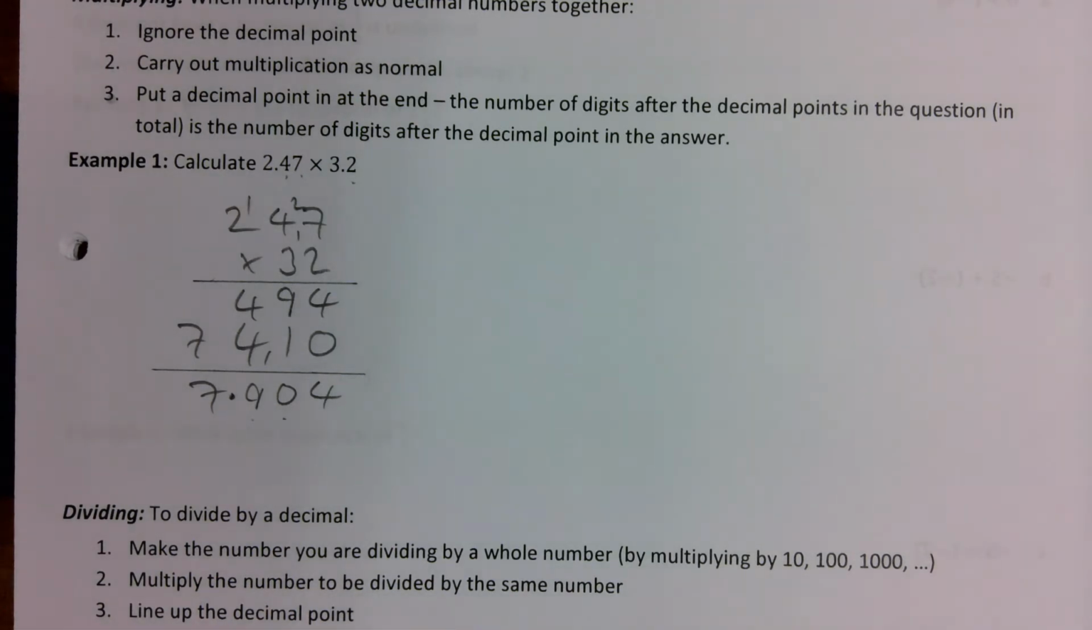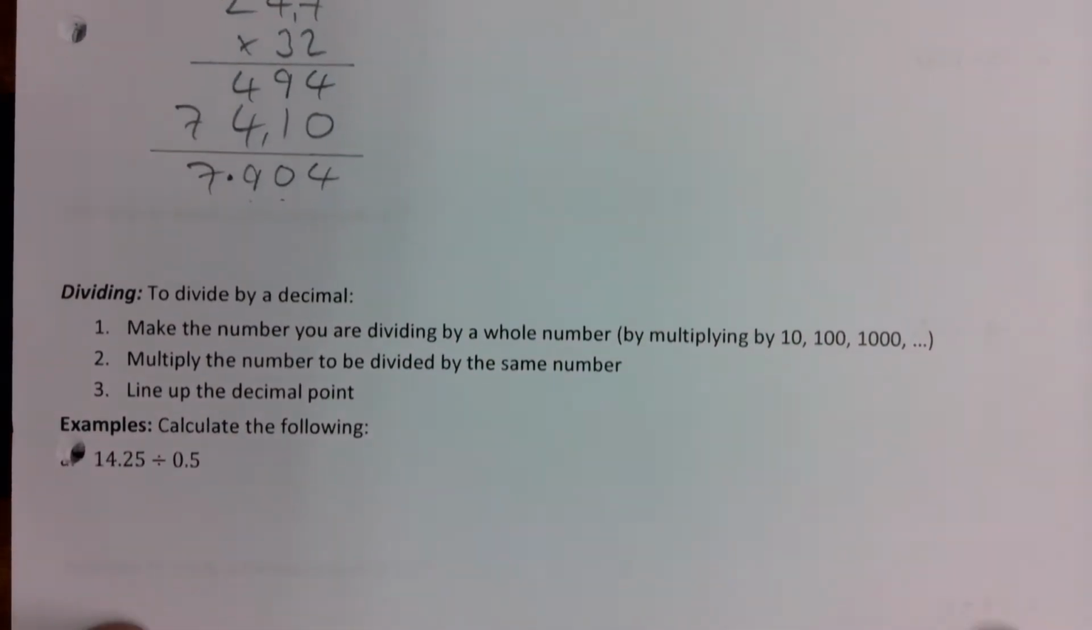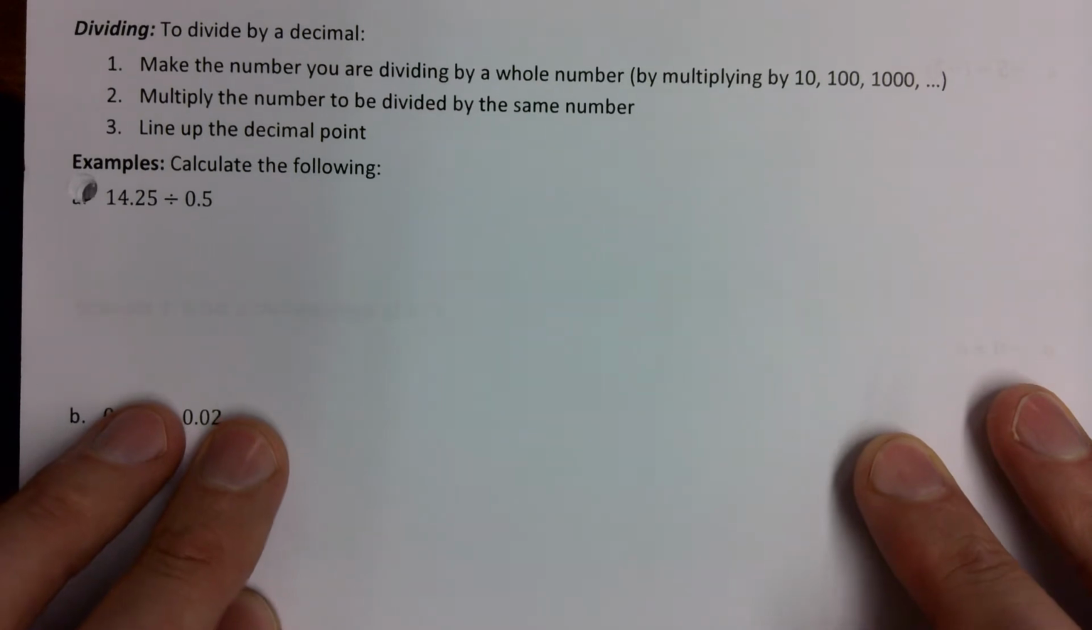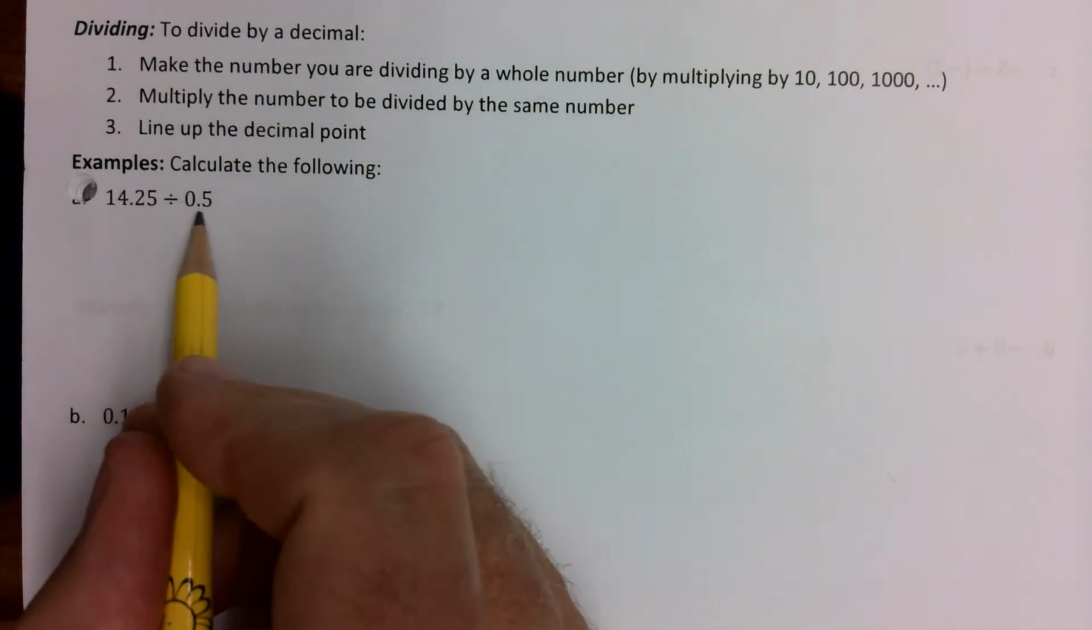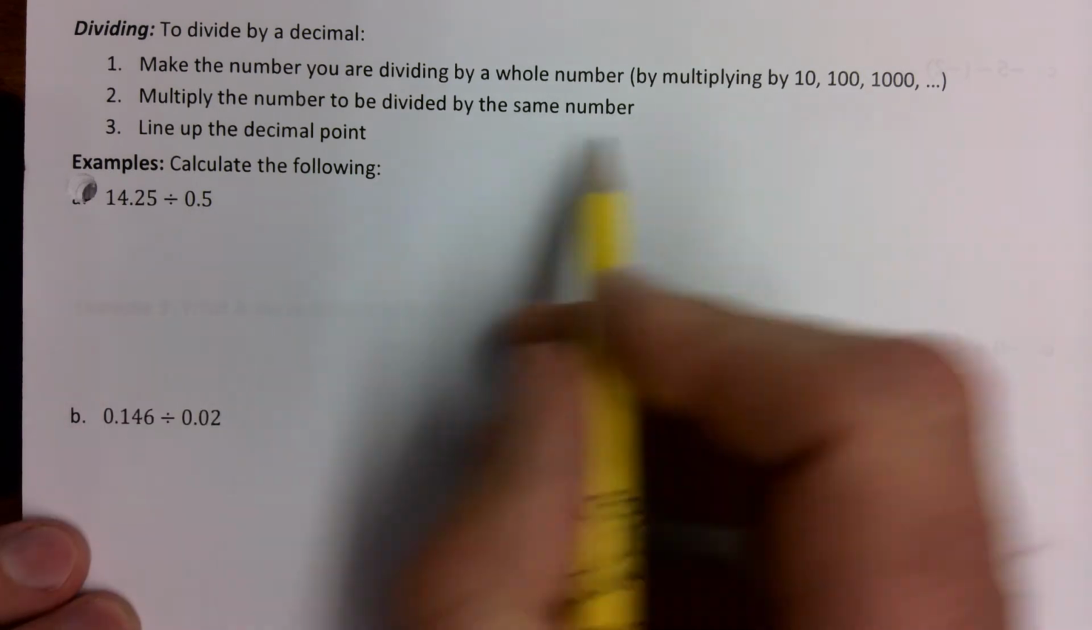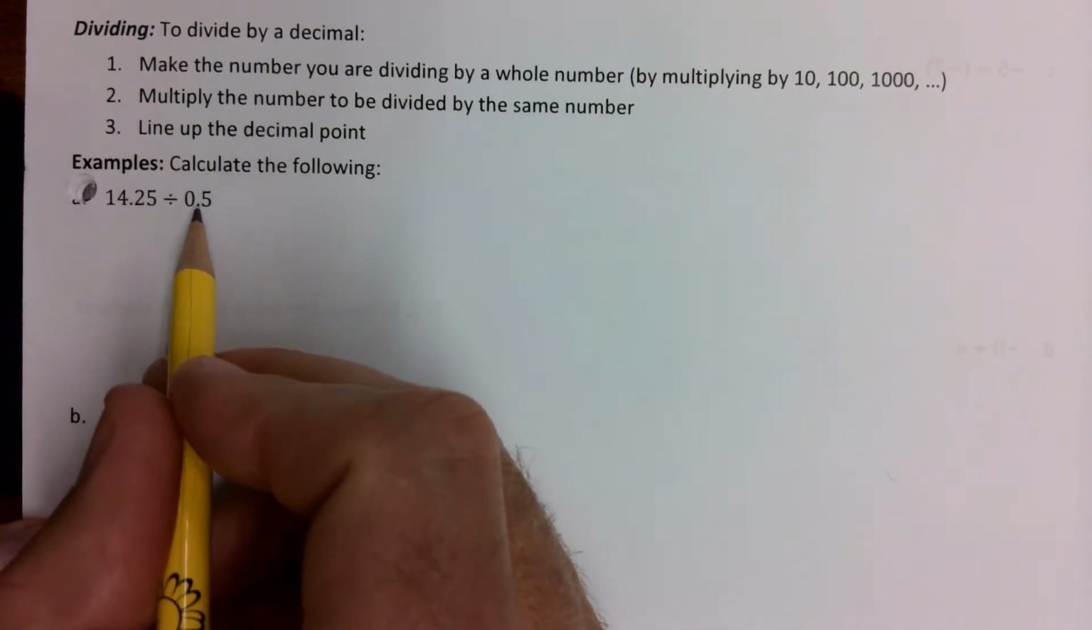Next wee bit then is dividing a decimal by a decimal. This requires a wee bit of thought and a wee bit of understanding about how decimals and how division actually works. Make the number you're dividing by a whole number. So this isn't a whole number, we need to make it a whole number, and we're multiplying through both of these then by the same thing.